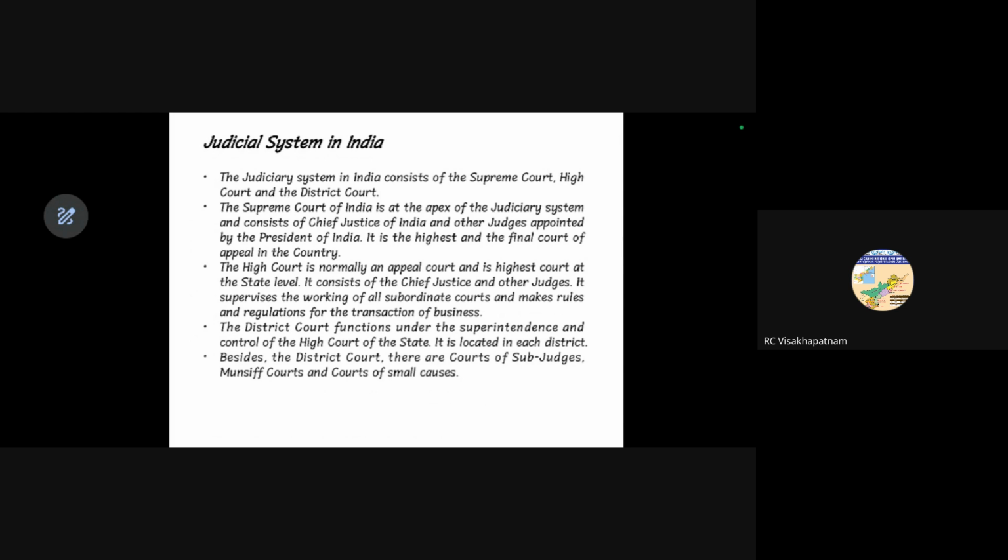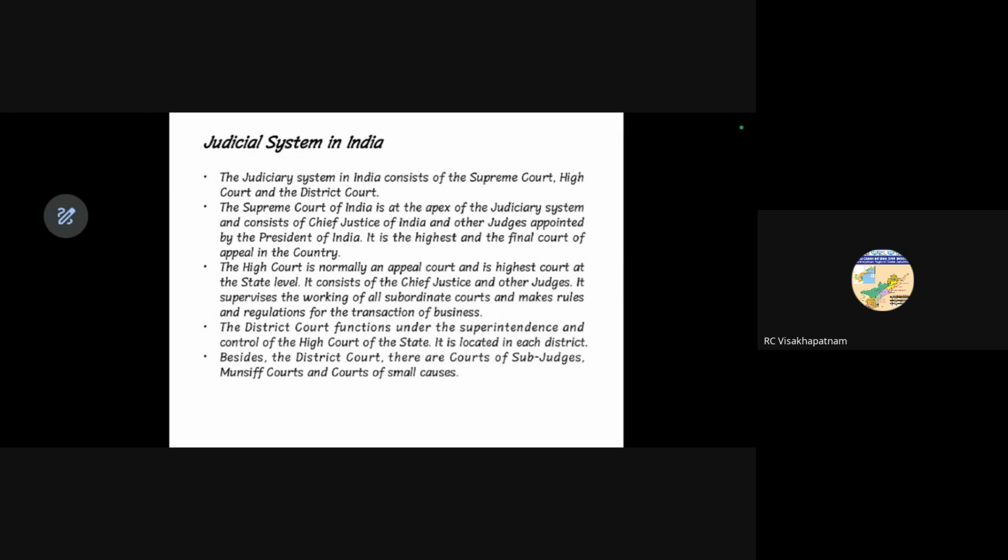The High Court comes second in the hierarchy. The High Court is normally an appeal court and is the highest court at the state level. It also consists of a Chief Justice and other judges. It supervises the working of all the subordinate courts and makes rules and regulations for the transaction of the business of the subordinate courts. The district courts function under the superintendence and control of the High Courts. A district court is generally located in each district. Besides the district court, there are courts of sub-judges, municipal courts, and courts of small causes.